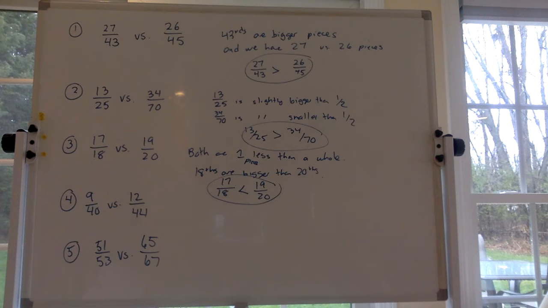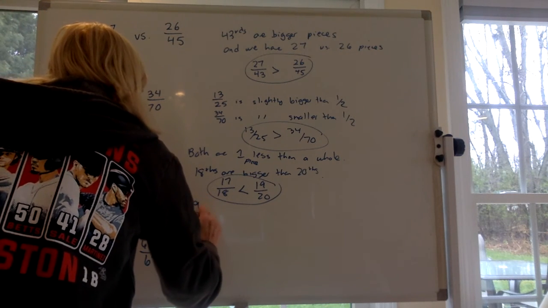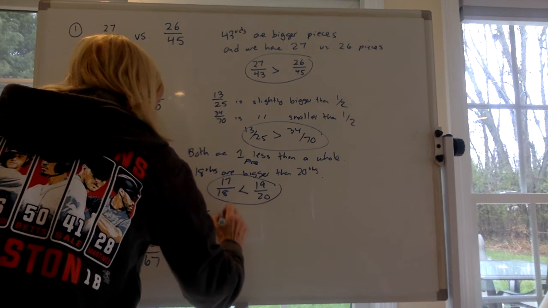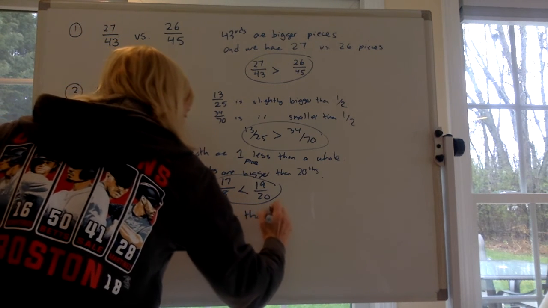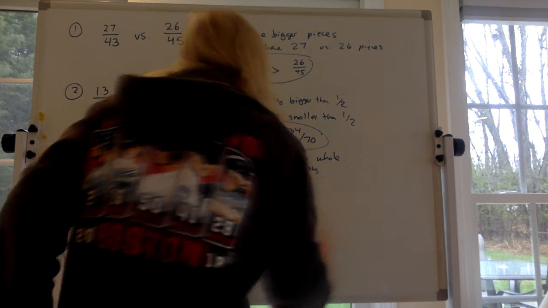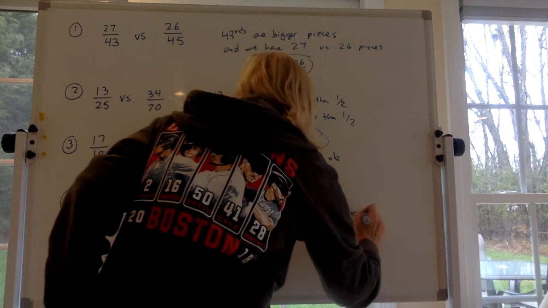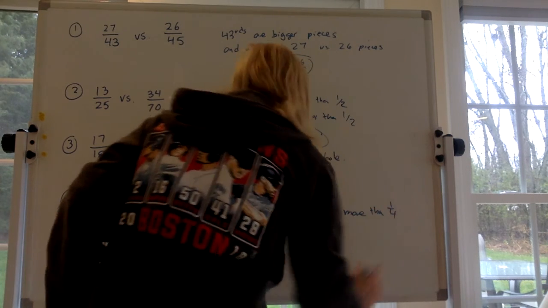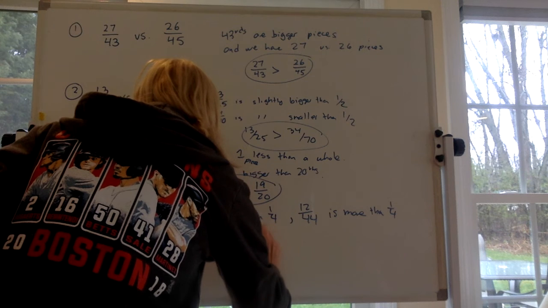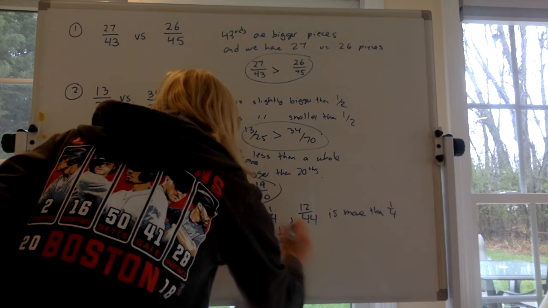What about number 4? 9 over 40 versus 12 over 44. I think this is another benchmark one. They're both kind of close to a quarter, right? So 9 over 40 is less than a quarter, because 10 over 40 is a quarter. And for 12 over 44, a quarter of 44 is 11, so it's more than a quarter. So what does that mean? 9 over 40 is less than 12 over 44.